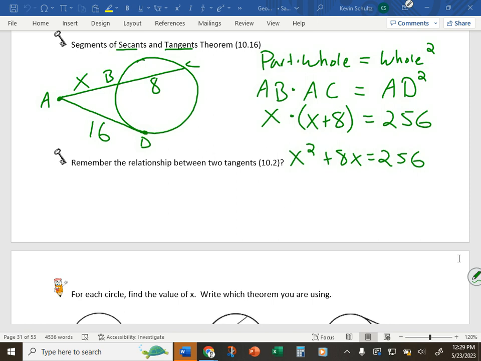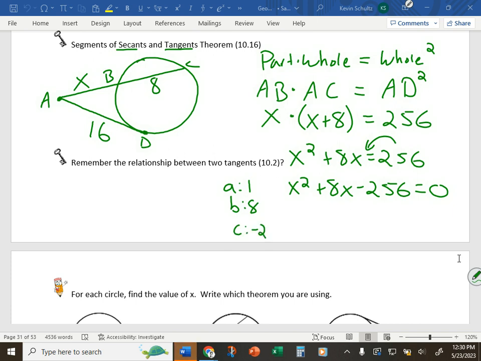We are going to have to move that 256 over to the other side. We can make this quadratic formula ready. I told you earlier in the unit you would need to know the quadratic formula for the test. We're going to go over it now so you remember it. Okay. First step, your equation must equal 0. And then you look for your A, your B, and your C. Your A term is 1. Your B term is 8.